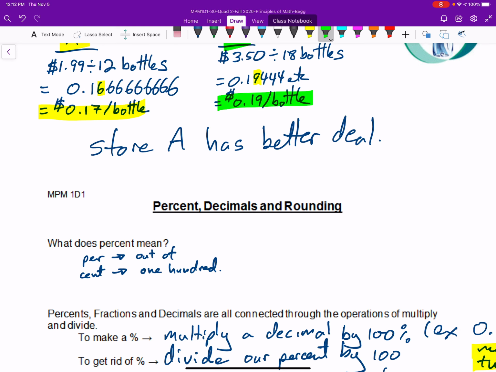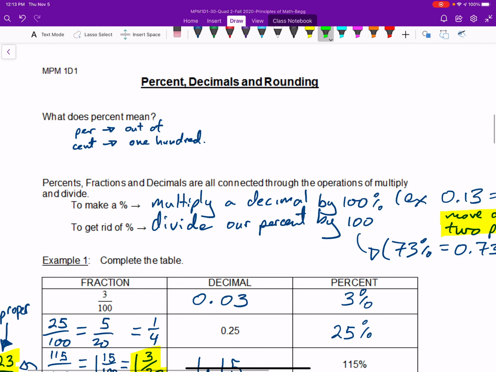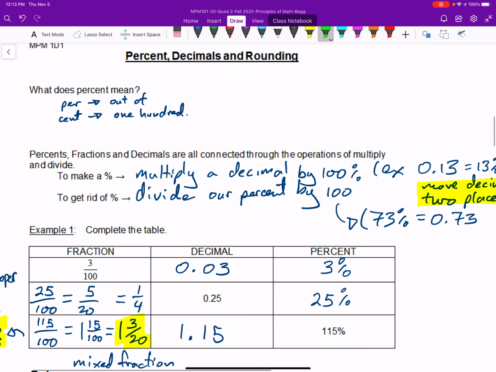Percents, decimals, and rounding, another set of skills that you need to be good at. What does percent mean? It means out of 100. Per means out of, and cent comes from a Latin root for 100. Those of you who like history might know that the Roman soldiers were called centurions. That's because they fought in groups of 100. So it's the same root.